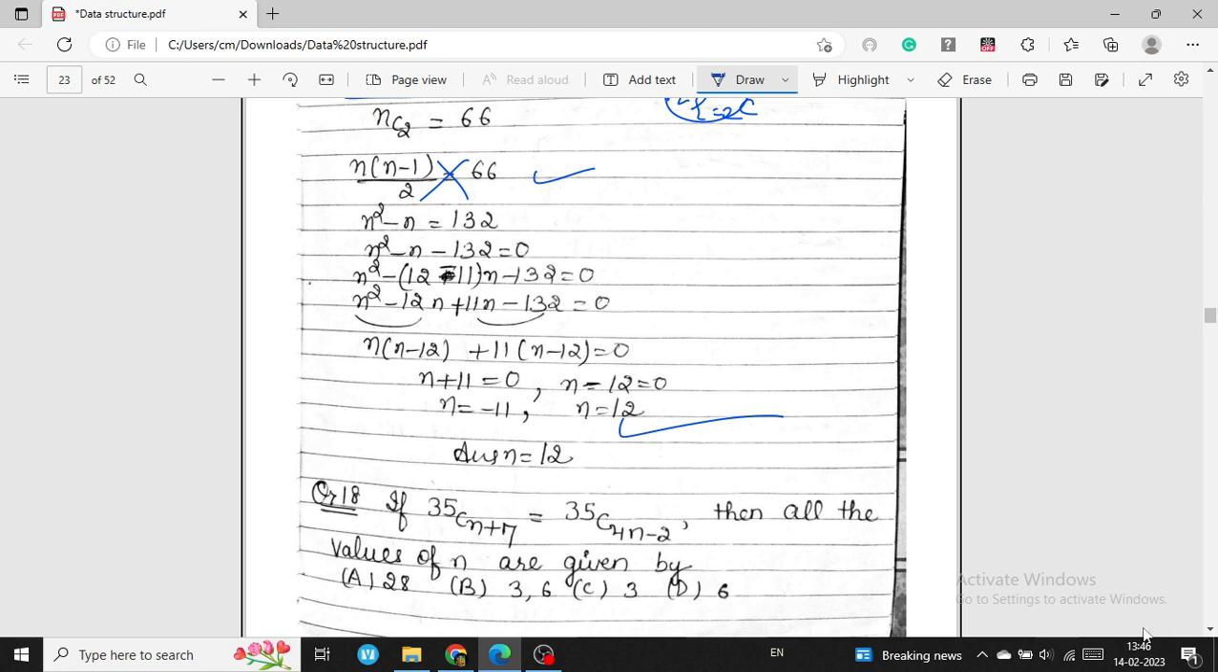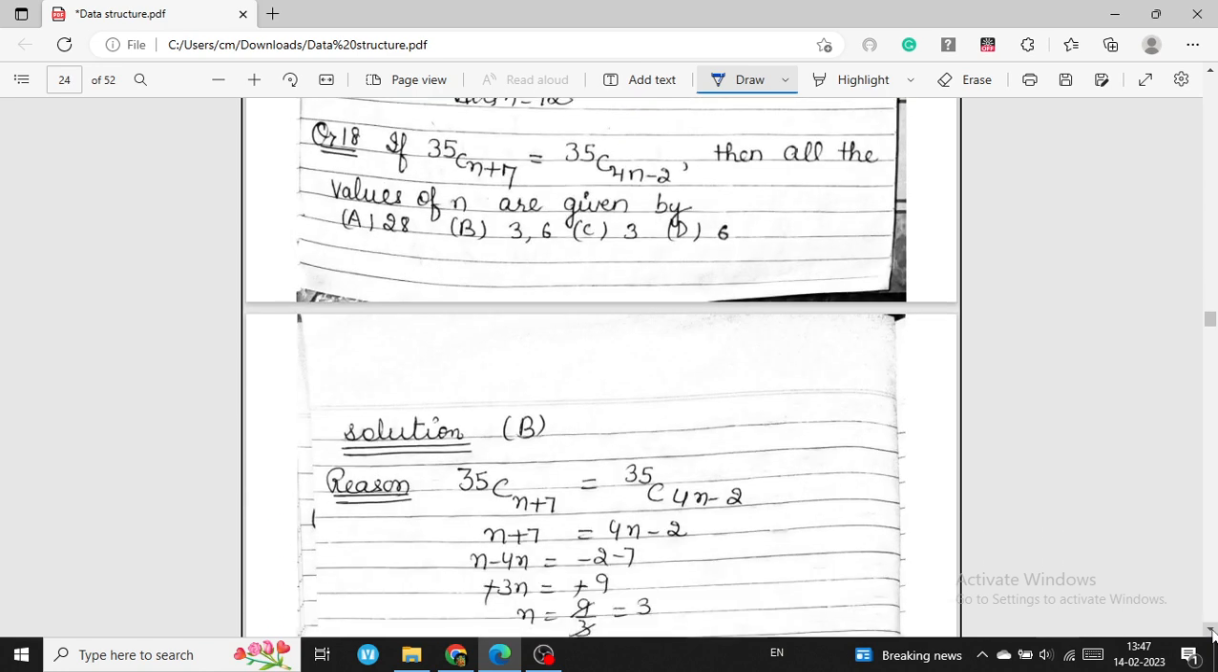Now the next question is given. In this question, if 35C(n+7) is equal to 35C(4n-2), then find the value of n. And n's value is 3, 6. How?